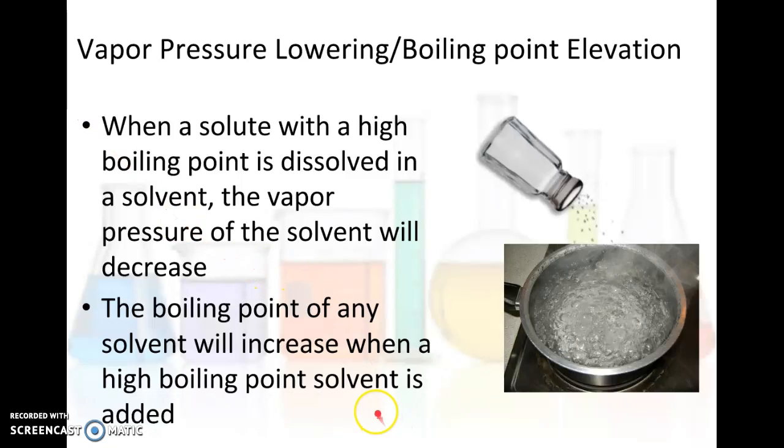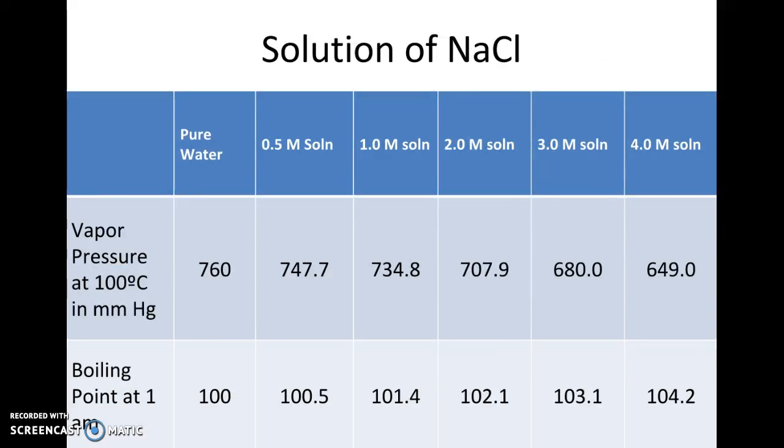Sorry, there's a little typo here. This should be solute. So your solute will bring up the boiling point. It will make it harder to boil. So when you're adding salts to your water that you're trying to boil, you are not trying to make it boil faster. You're trying to make it boil hotter so your noodles will cook faster. It takes a little while, but think about that the next time you're making noodles.